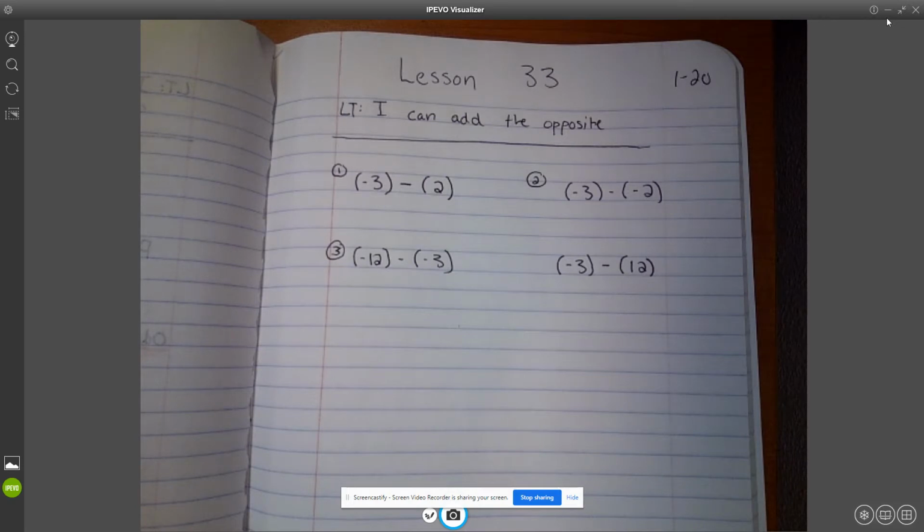As always, going to be doing problems 1 through 20. Our learning target is I can add the opposite. This is a really, really essential lesson, so please stay close, pay close attention.